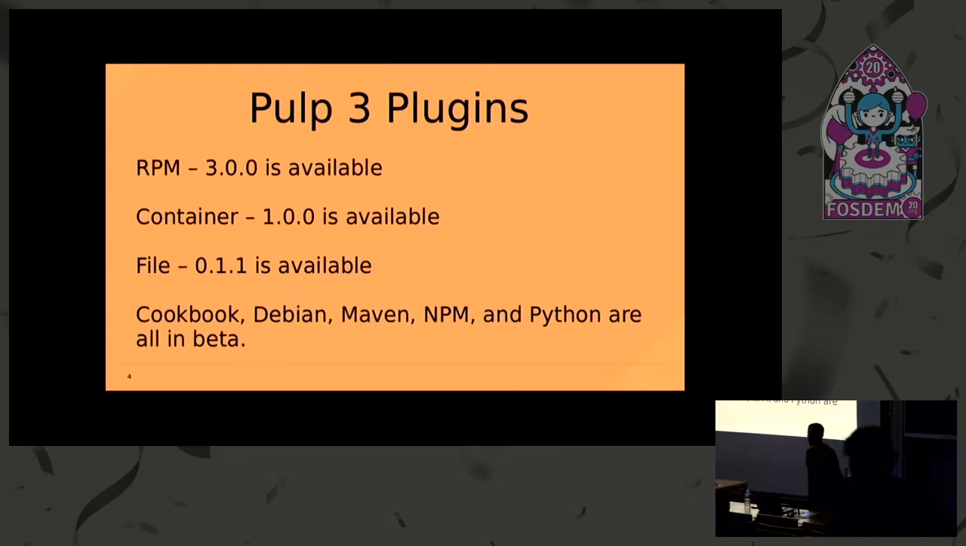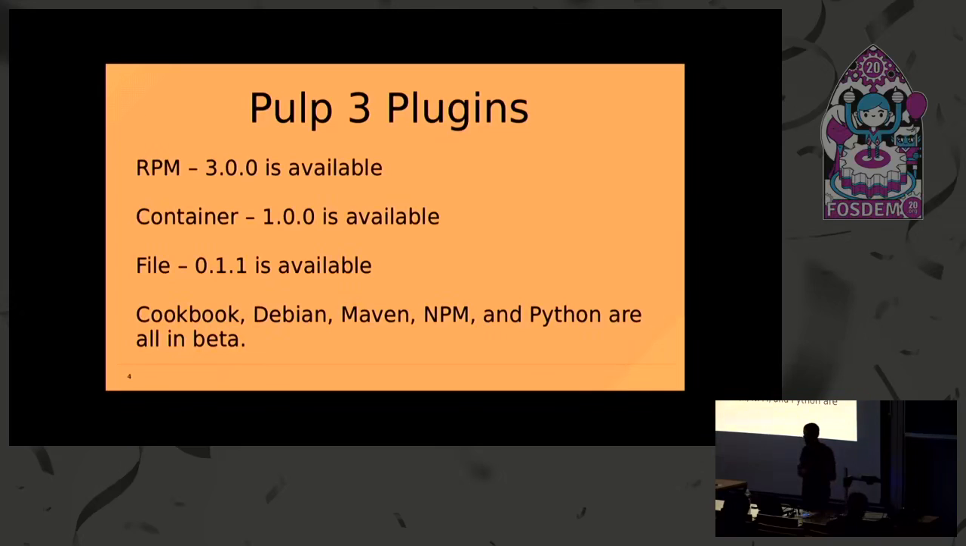Pulp 3.0 became GA earlier this year. We actually released 3.1 recently. And with the release of 3.0, we had multiple plugins that went GA. The RPM plugin, the container plugin, which used to be called the Docker plugin in Pulp 2, and the file plugin, which used to be part of the RPM plugin. It was the ISO content type there.